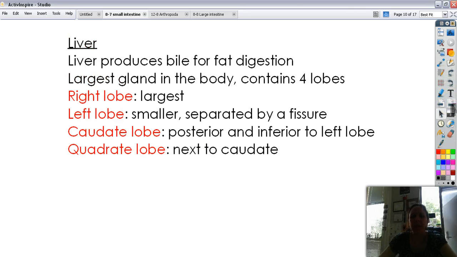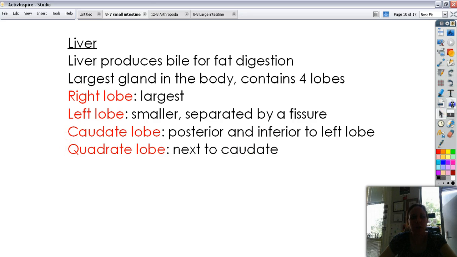Now, your liver is closely associated with your small intestine due to the fact that it produces bile needed for the digestion of fat. It is the largest gland in your body. It contains 4 lobes. The biggest one is the right lobe, which is to the right side of your body. We have the left lobe, which is smaller, and it has a ligament right in the middle. Then we have the caudate lobe, which is kind of back and towards your tailbone, and the quadrate lobe, which is right next to the caudate.